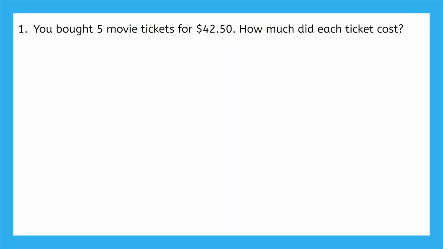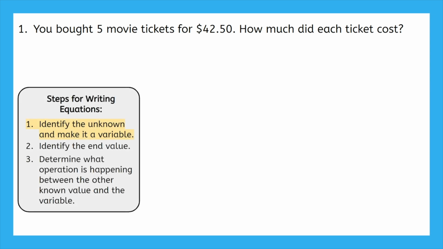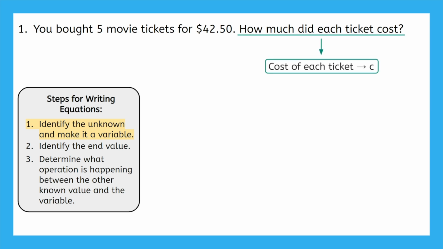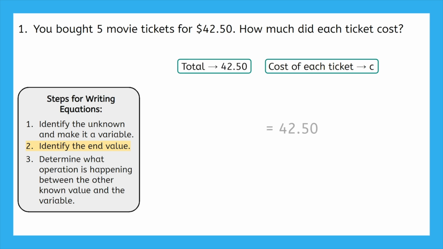Example 1. You bought 5 movie tickets for $42.50. How much did each ticket cost? Let's follow our steps for writing equations. First, what's the unknown? Yeah, that's the cost of each ticket. We'll use the variable c. Second, what's the end value, or the total in the situation? You got it, $42.50, the total cost of all 5 tickets. That'll go on its own on one side of the equal sign.